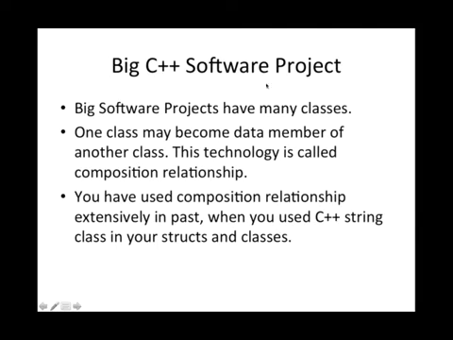In a big C++ software project, you may have many classes, and one class may become a data member of another class. That technique is called composition relationship. It's used very heavily, and you have used composition relationship extensively in the past when you used the C++ string class in the classes and structs that you designed.